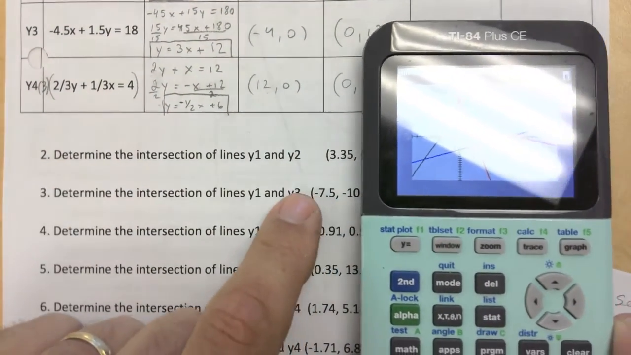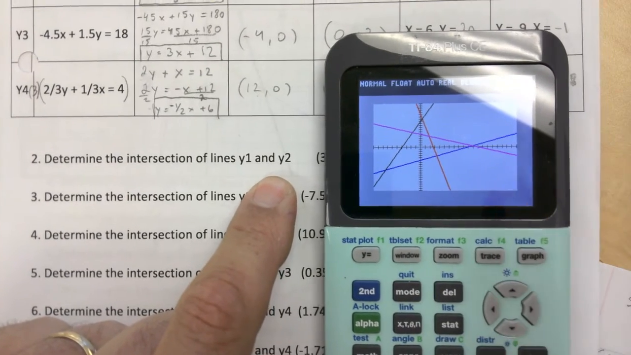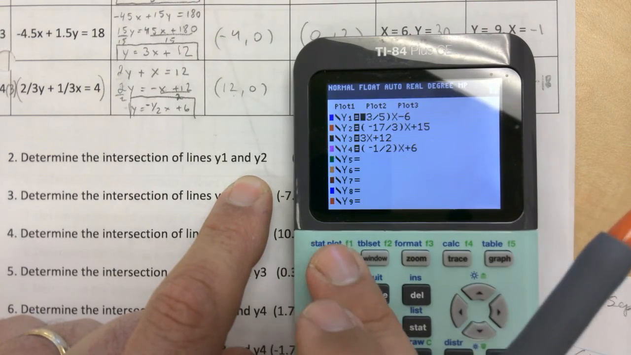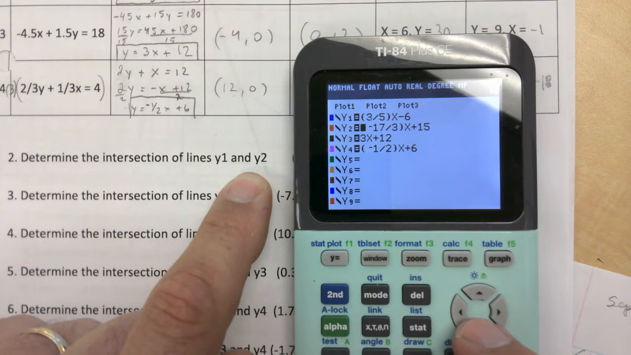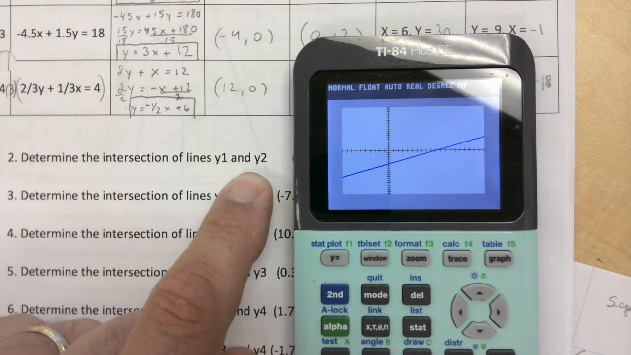Determine the intersections between y1 and y2. Yes, you could leave them all on. I would not suggest that, I would strongly recommend you do the following. Press y equals. I'm going to turn off y3, so I'm going to go to the equal sign where y3 is on, right? And turn that off, deselect it by hitting enter. Go to the y4 and deselect that by hitting enter. And then hit graph again. And now you're only going to see those two lines. It's just a lot easier to do, okay?